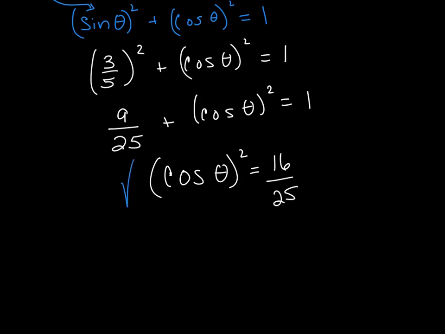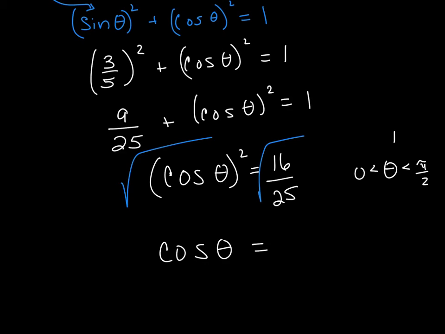I now take the square root of both sides, and this is the reason why I needed to know whether it's positive or negative, because in the very beginning we said that theta had to be between 0 and pi over 2, which is the first quadrant. I know that answer has to be positive, so that's going to be a positive 4 over 5.